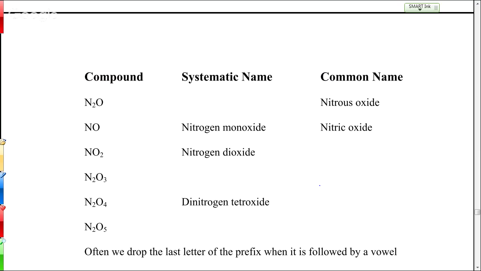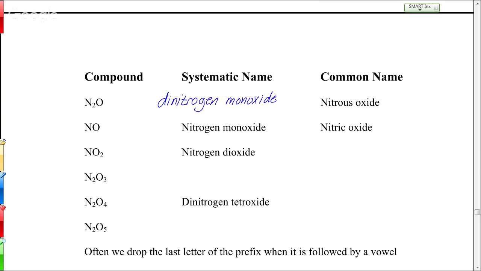Yeah, dinitrogen monoxide. And if there's two O's, like mono-oxide, we usually drop one of those O's. So this becomes dinitrogen monoxide. And then we've got nitrogen monoxide, nitrogen dioxide.